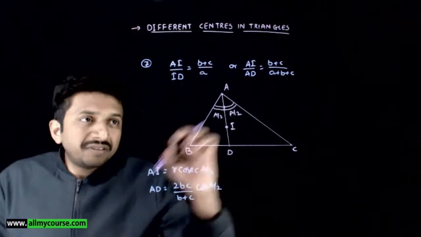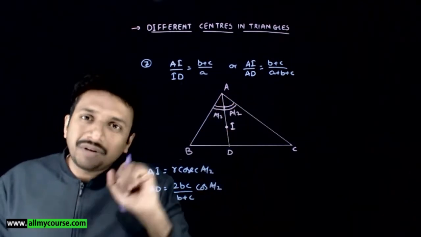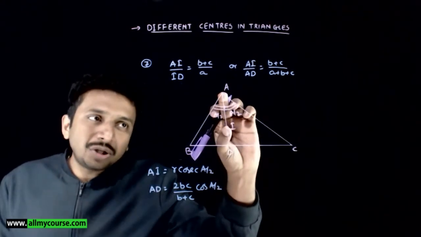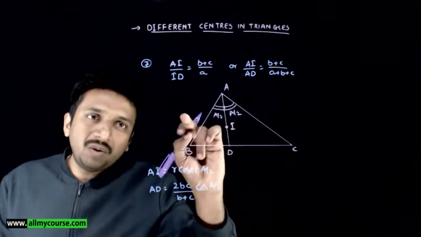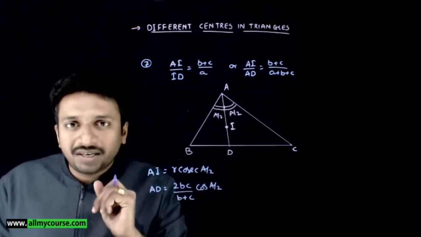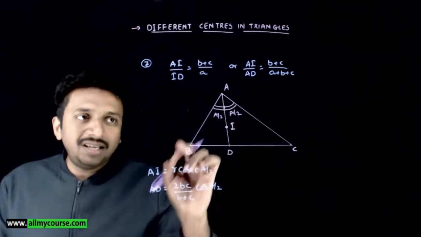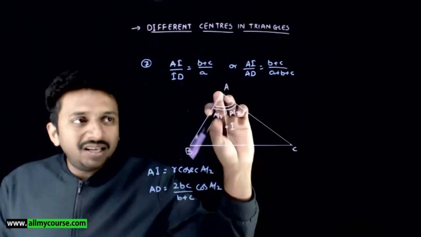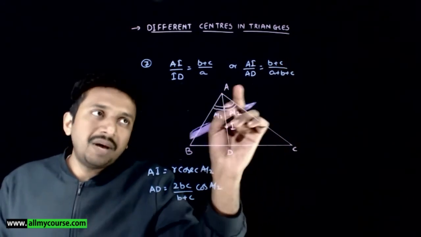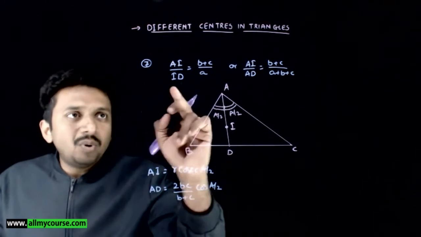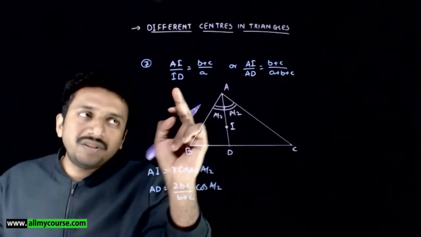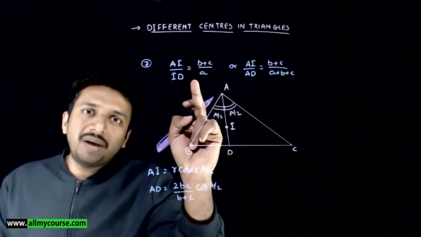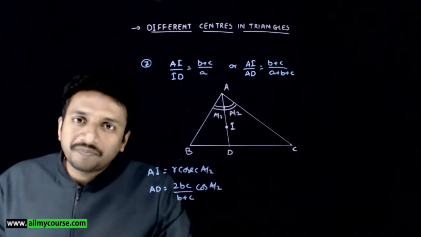So once we have the length of AI as well as the length of AD, the next theorem that you have is that the ratio of AI to ID will be equal to the sum of the sides by the opposite side. So AI to ID is b plus c by a, or AI by AD is equal to b plus c by a plus b plus c. So both these theorems are the same. If you do componendo over this, you get this. AI by AI plus ID, which is equal to AD, is b plus c by b plus c plus a, which is a plus b plus c.